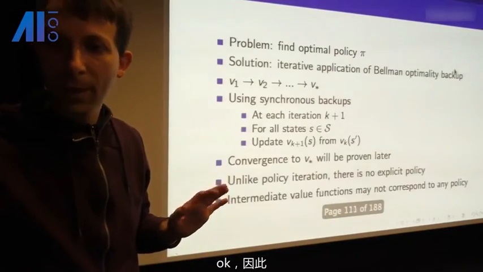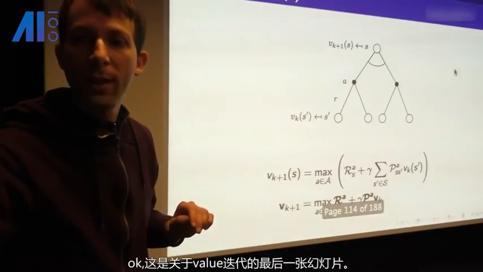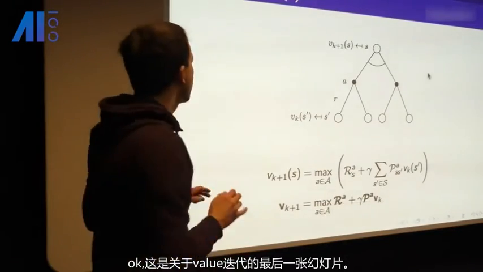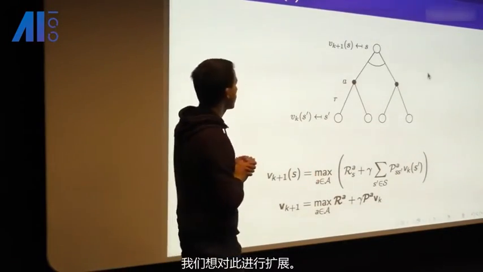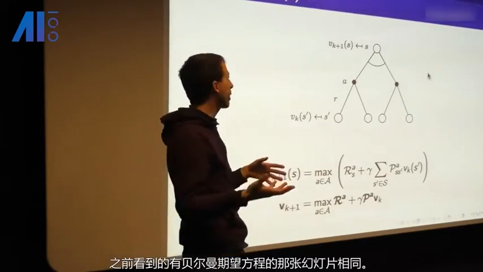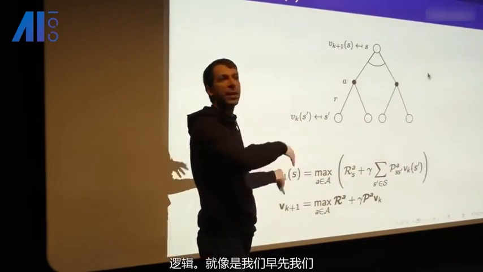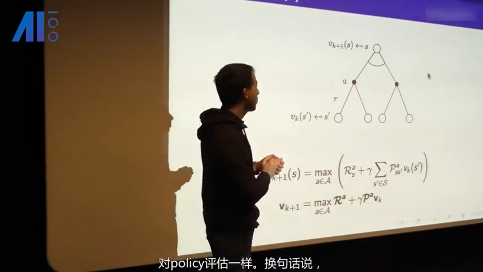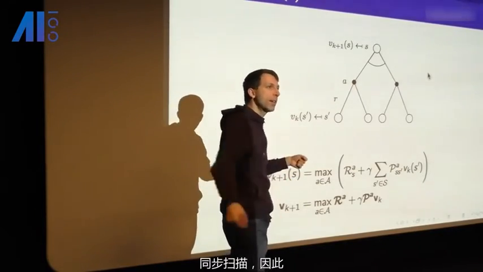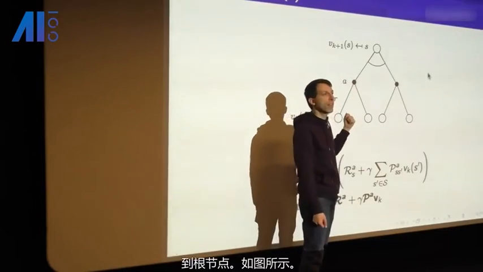Right, let's just get back to where we are. One last slide on value iteration before we move on to some extensions. This is the same slide we saw earlier for the Bellman expectation equation, just to show that the same logic applies for value iteration as we saw for iterative policy evaluation earlier. In other words, we're doing synchronous sweeps. So in every iteration, each state gets a turn to be the root of this diagram.